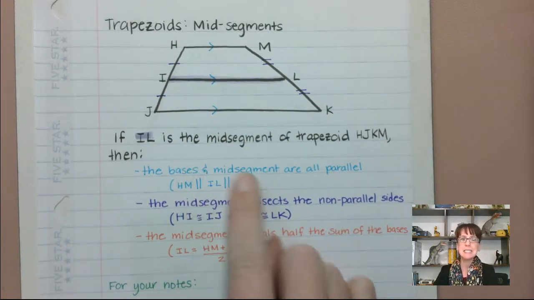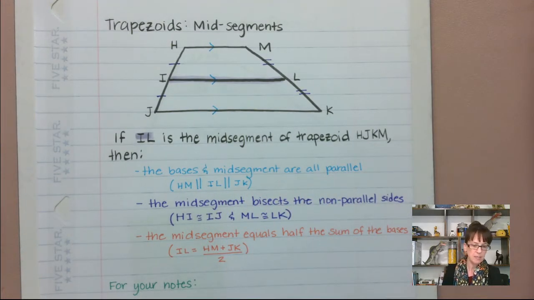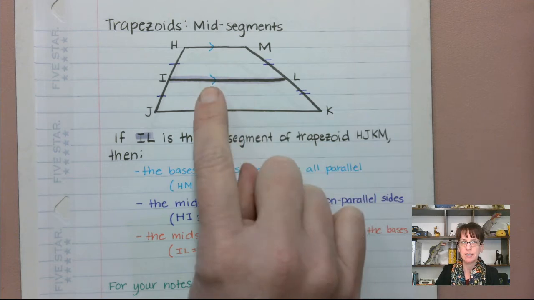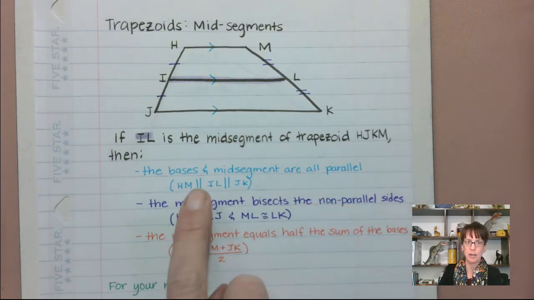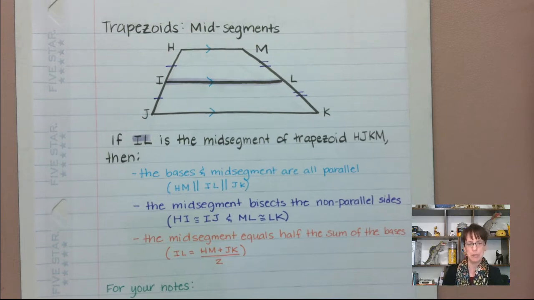The bases and midsegment are all parallel. So that means that this guy is parallel to this guy, which is parallel to this. That's why I went ahead and highlighted those in that blue color. So you can see all of those are parallel.